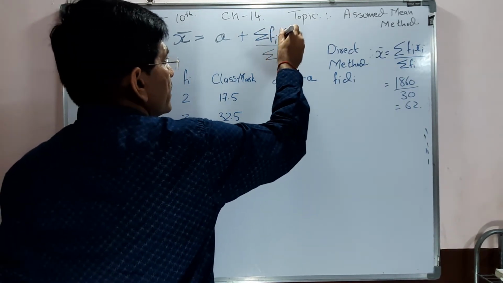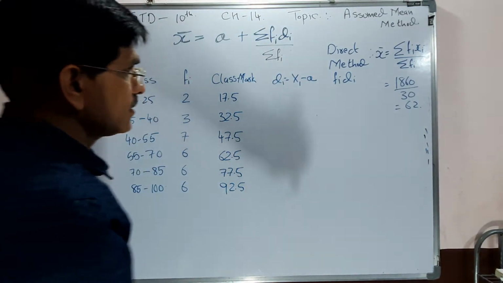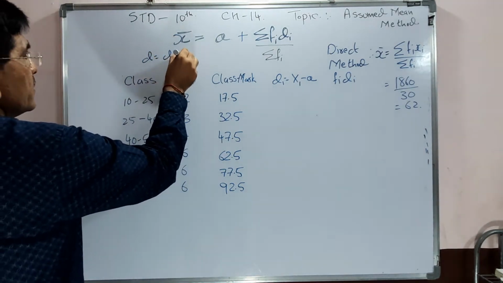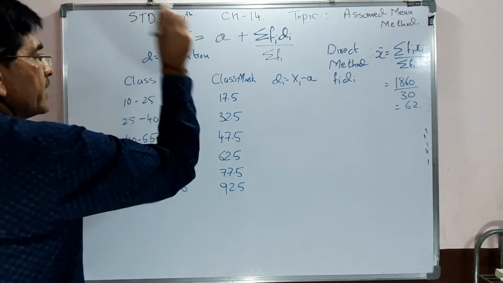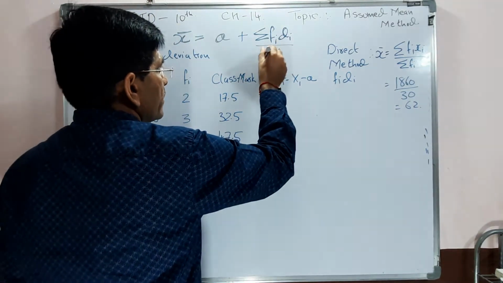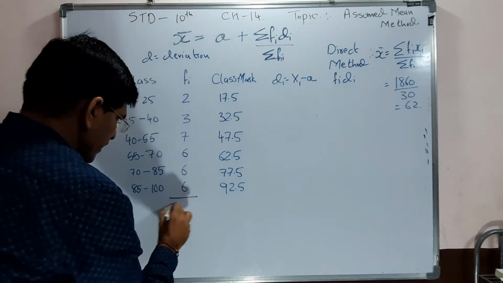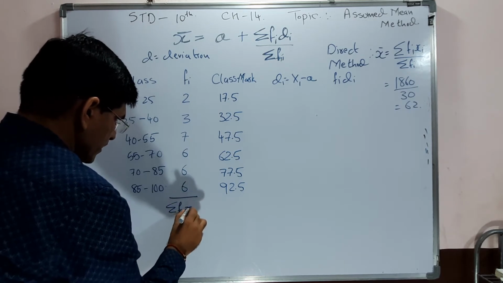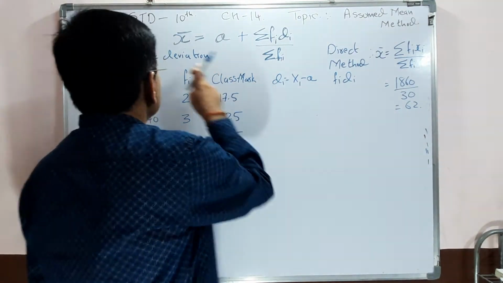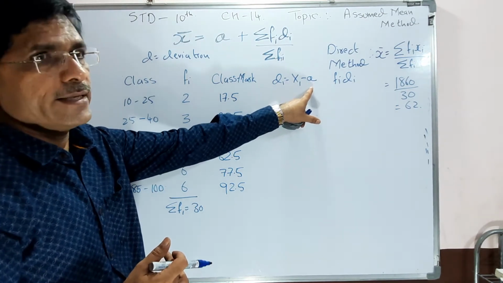So here one new thing is there, di. What is the meaning of d? It means deviation. So again I have to explain what is the meaning of d. D means deviation. That is called d. And that is sigma fi. We know that is the sum of frequency. Already we know the sum of frequency is 30. Now here di, that is deviation. So how much deviation we are from the assumed a, that is called assume.